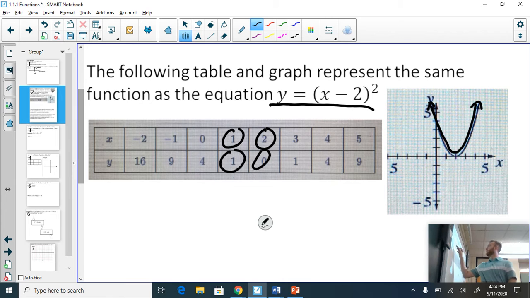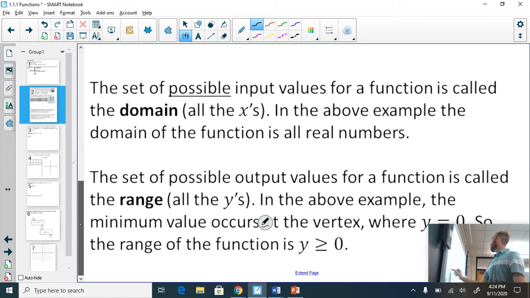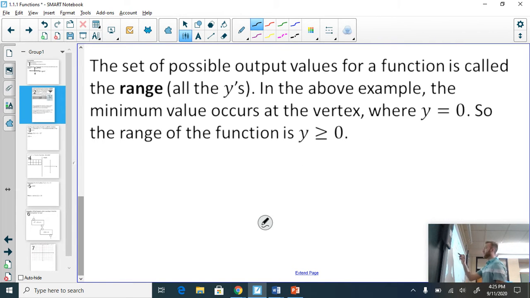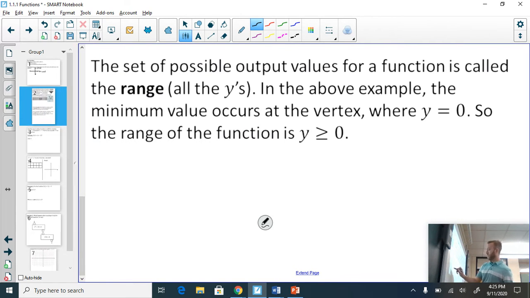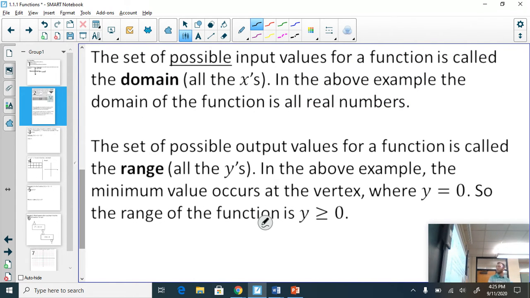All right. And then just a couple more definitions that you might have already heard before. Extend the page just a little bit. So the set of possible input values for a function is called the domain. In layman's terms, that's just all the x's, right? In the above example, the domain of the function is all real numbers.